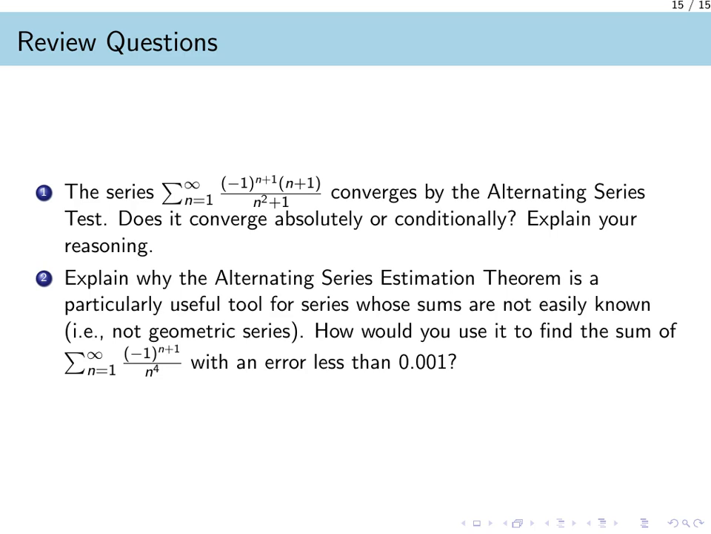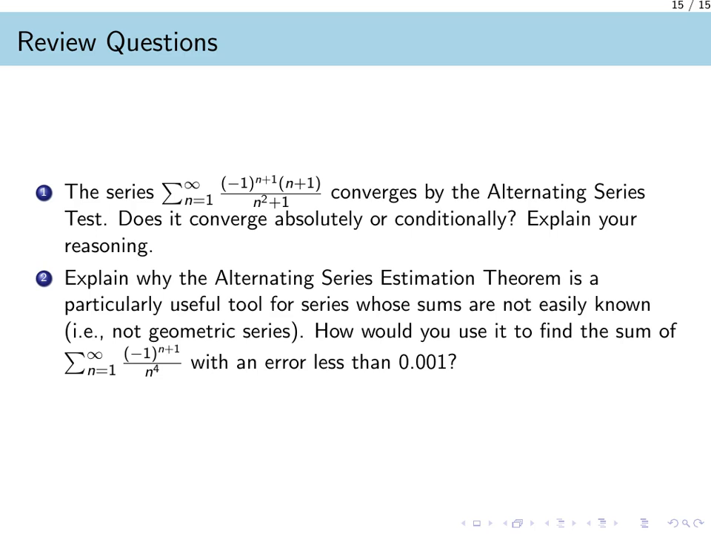The first question asks you to determine if a given series converges absolutely or conditionally. You are told that it converges by the alternating series test, so your job is to analyze the series of the absolute values. Think about which test you would use for the series whose terms are the quantity n plus 1 divided by the quantity n squared plus 1.